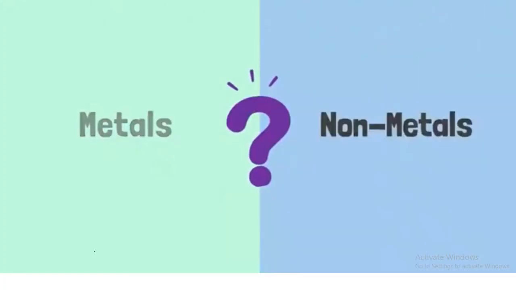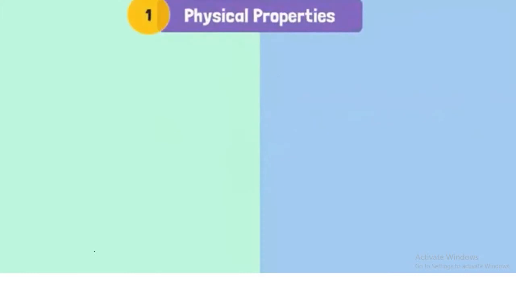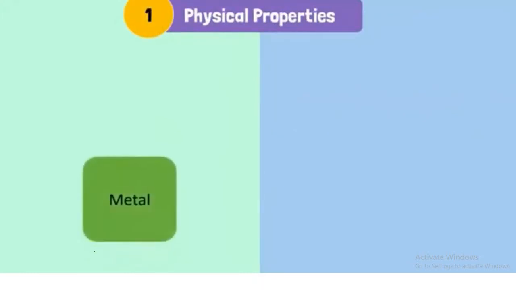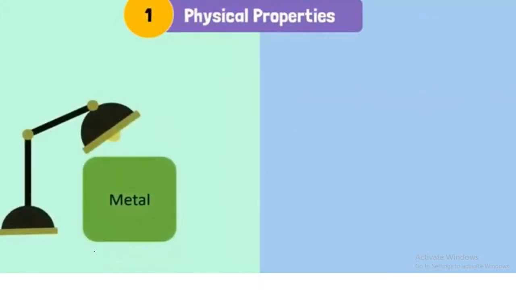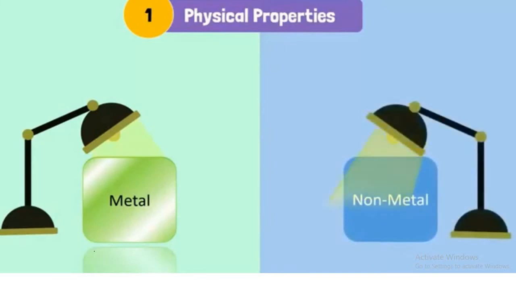To know which elements are metals and which are non-metals, we look at their physical properties. The first difference is, metals can reflect light very well. This is why they look shiny and lustrous. Non-metals, however, are dull. They are not very good at reflecting light.